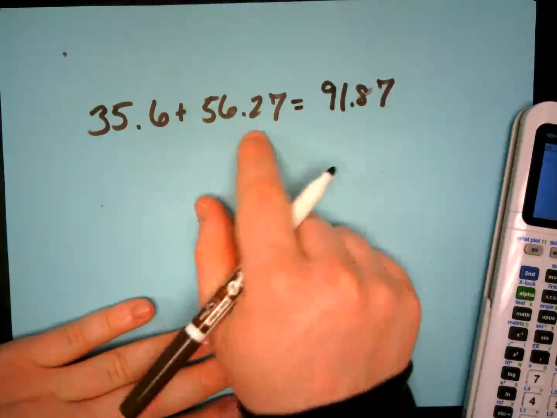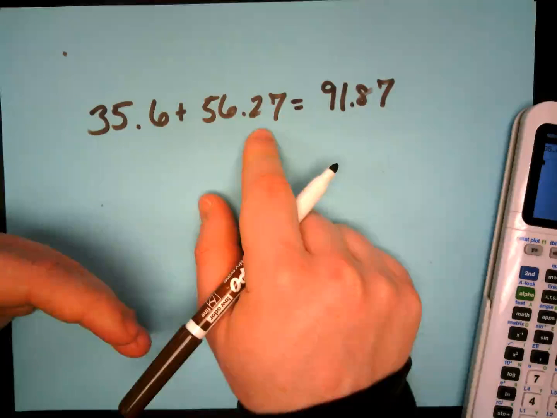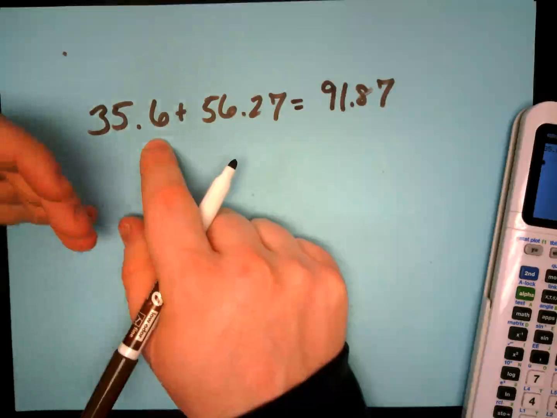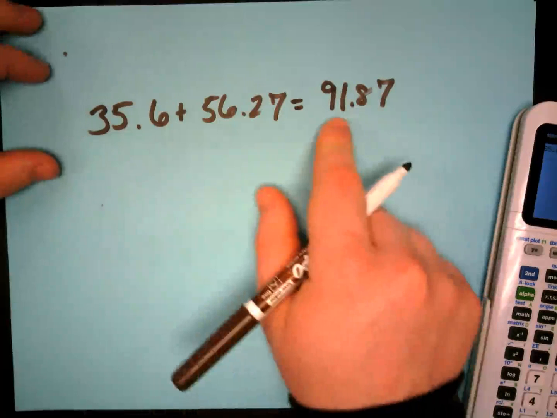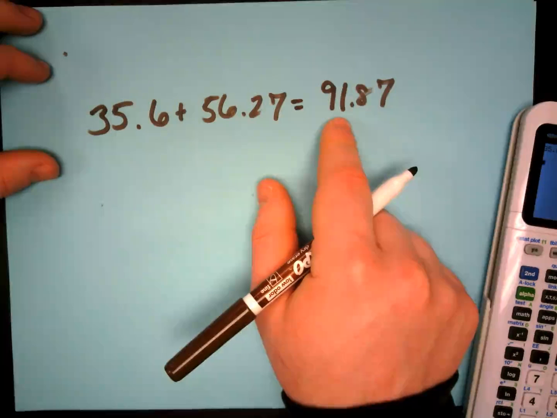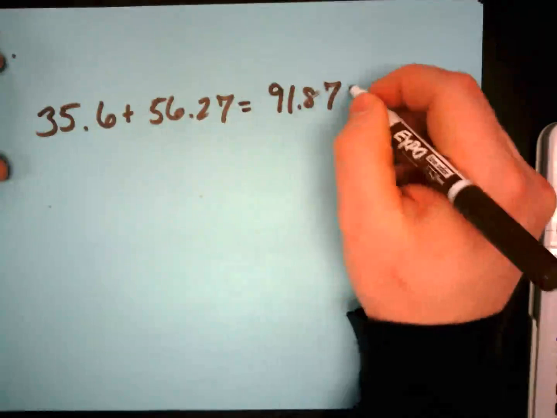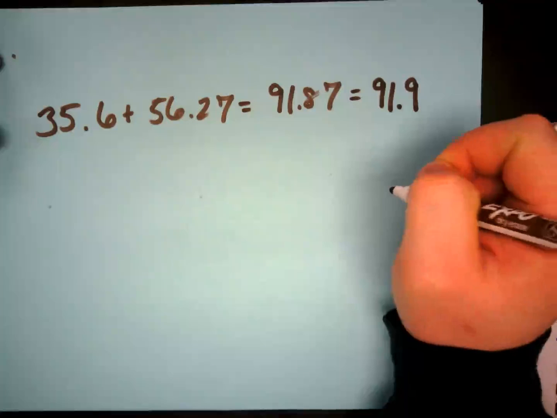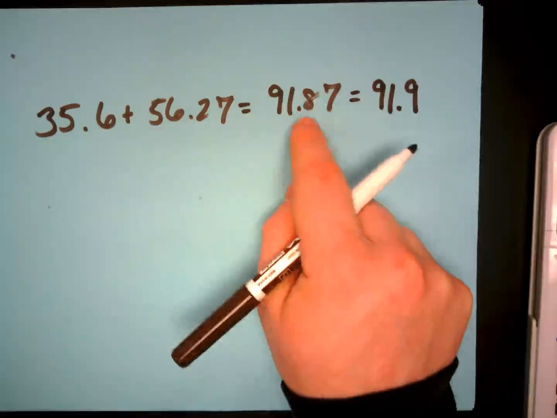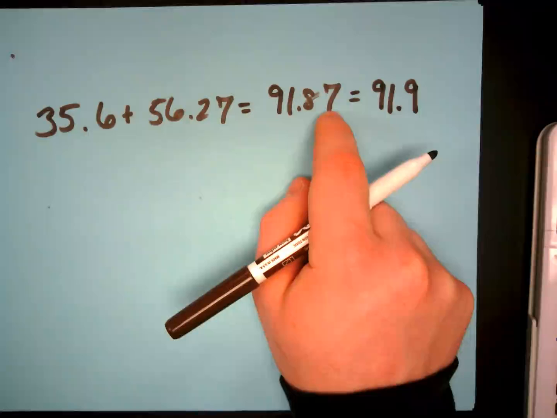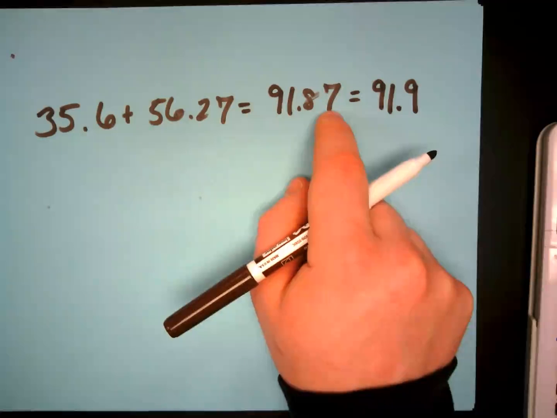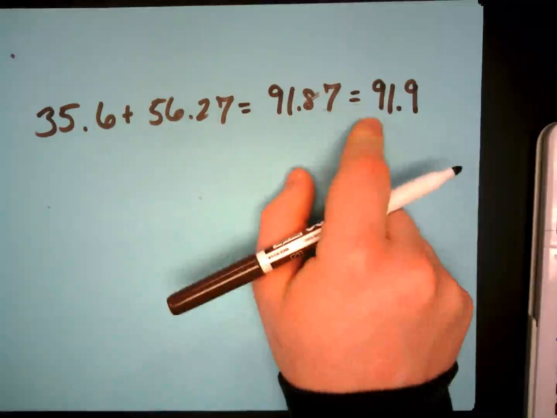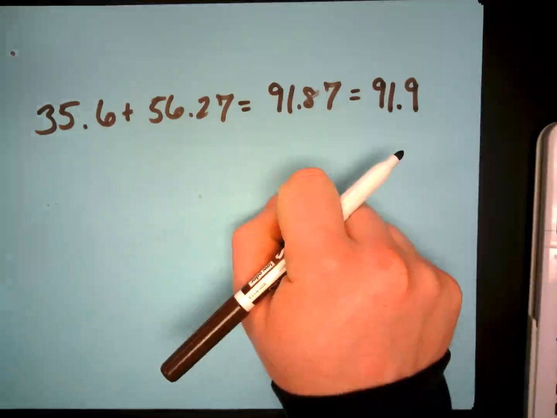Now, there are 2 decimal places for this guy, but there's only 1 over here. So we have to go by 1 decimal place. So our final answer is not going to be 91.87. Our actual final answer is going to be 91.9. Okay, because here we're going to round up because the 7 next to the 8 means we just round this guy up to the 9, and that's why we get 91.9.